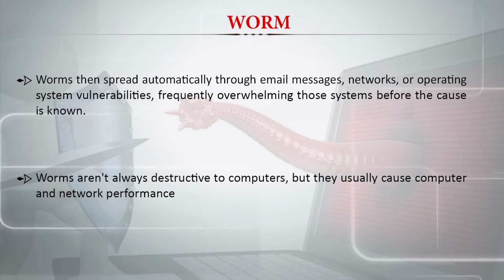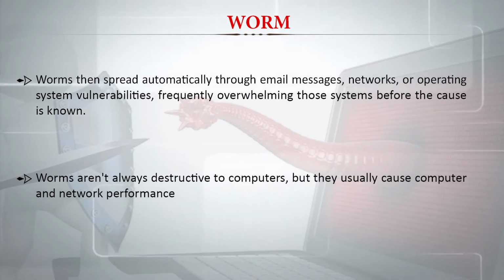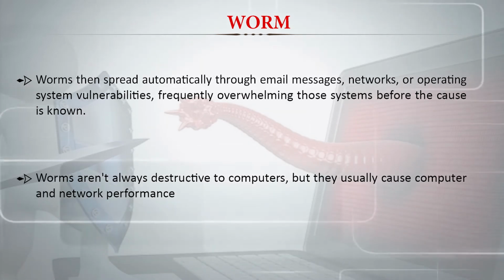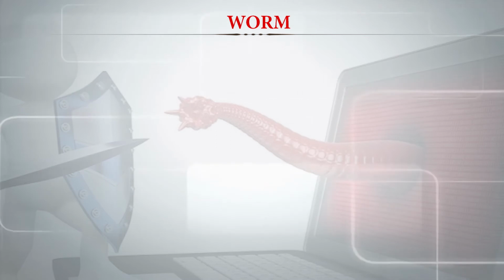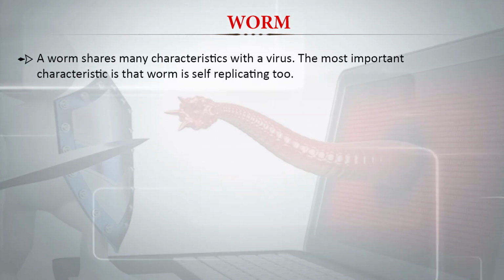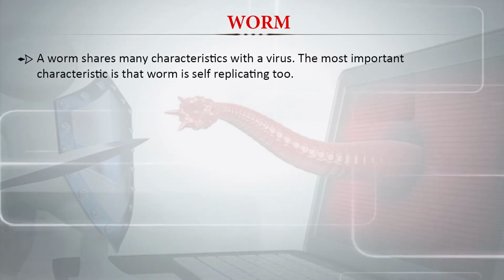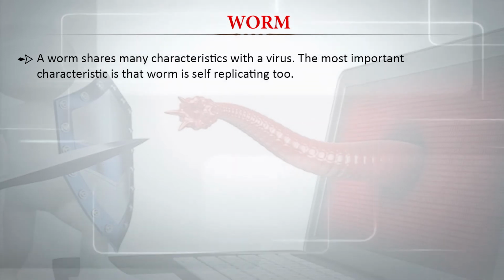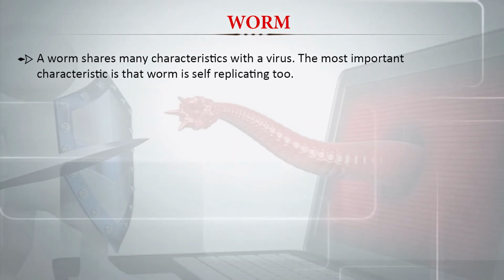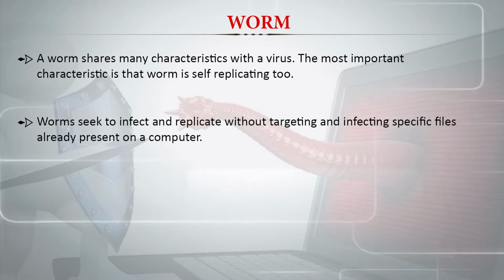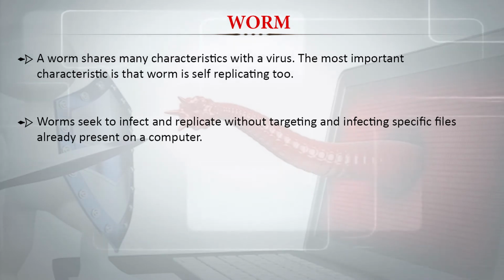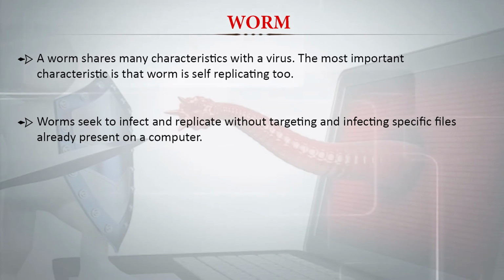Worms are not always destructive to computers, but they usually degrade computer and network performance. So they try to slow down the network performance. A worm shares many characteristics with a virus, and the most important characteristic is that a worm is also self-replicating. A worm seeks to infect and replicate without targeting and infecting specific files already present on a computer.